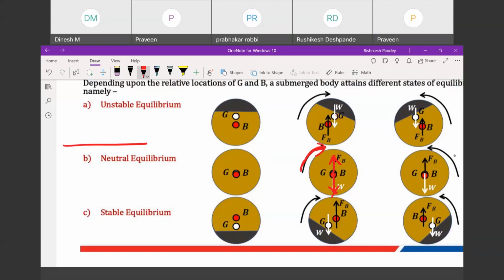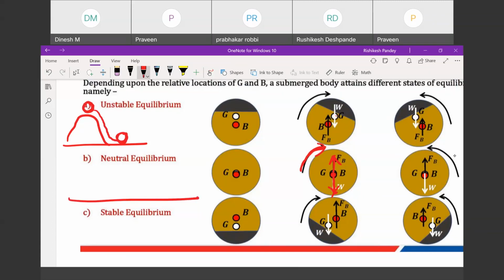Let's say if I have a ball here, and it is balanced here. If I displace this ball, what will happen? It will go down and attain some other equilibrium condition here. It will not remain here itself. Okay, so this is the unstable case.